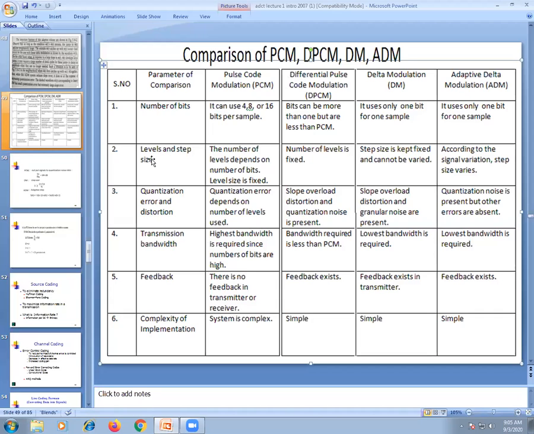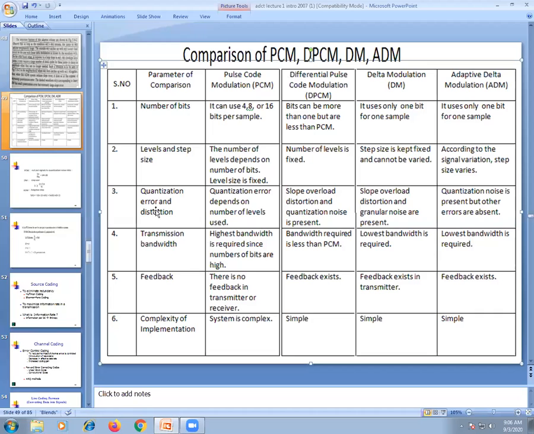The second one is the levels of step size. These are the quantization levels. Depending on the quantization level, the step size is assigned. More quantization levels, less step size. Fewer quantization levels, more step size. So levels and step size is the second parameter.